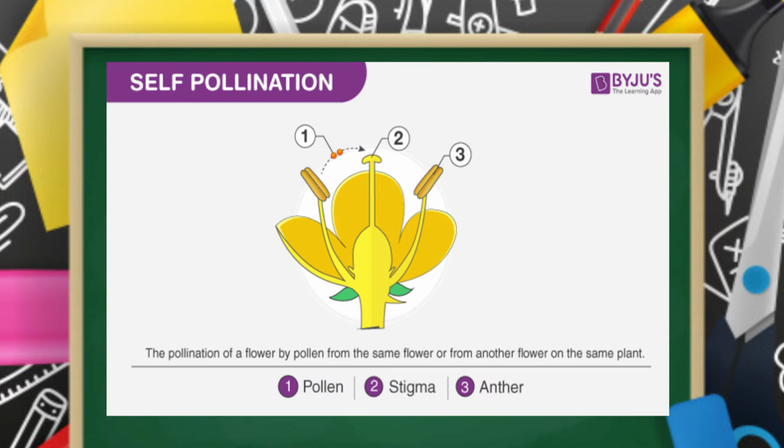Here we're having an image showing the pollination of a flower by pollen from the same flower or from another flower on the same plant. One, we're having the pollen, right? The pollen is going on to the stigma, and the stigma then goes on to the anther. So number 1, pollen, number 2, stigma, and number 3, the anther.